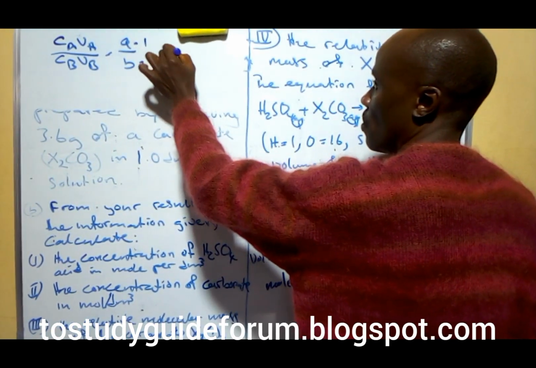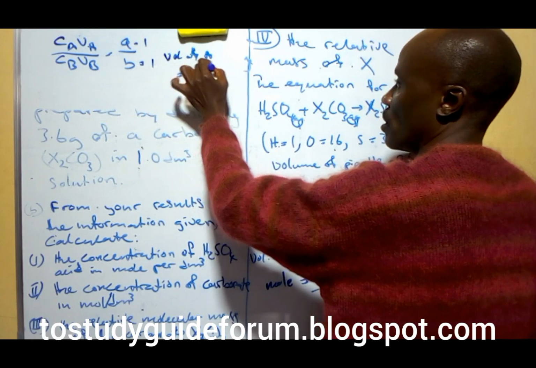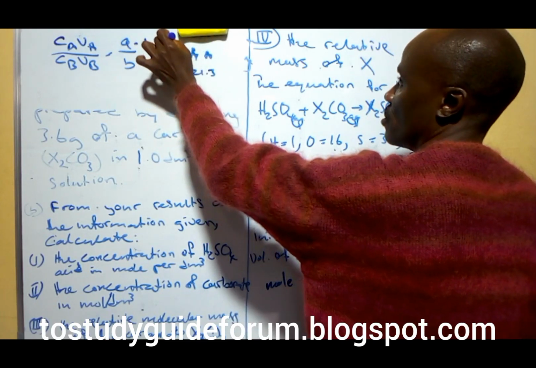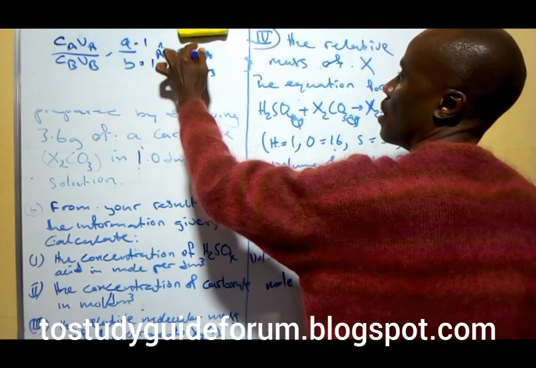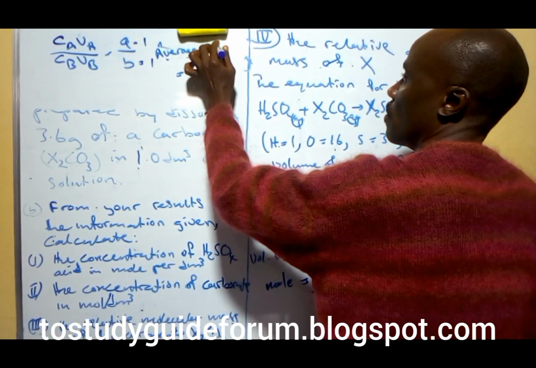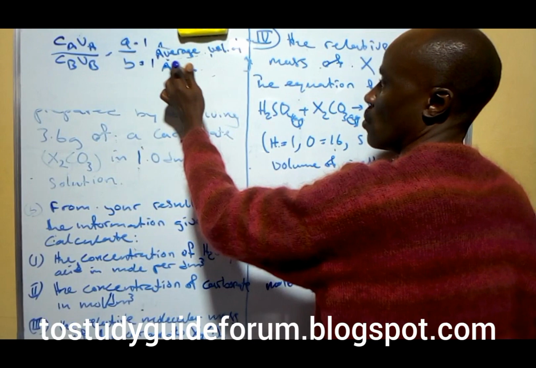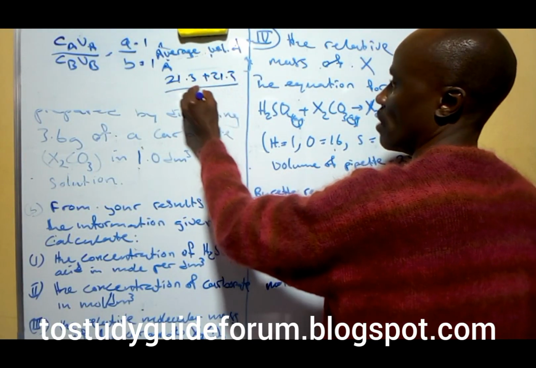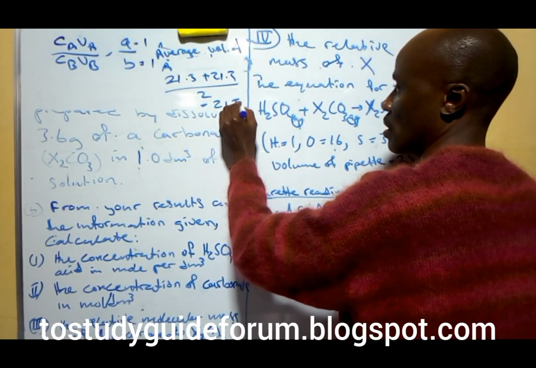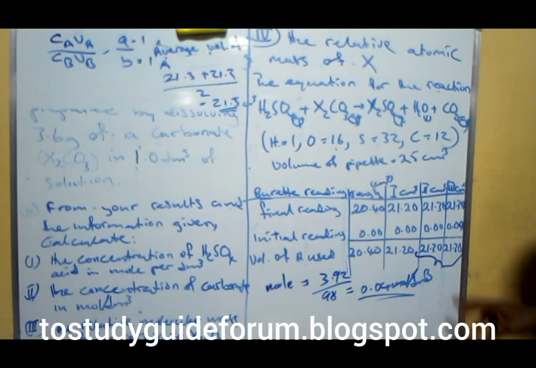Then the average volume of A will be 21.3 plus 21.3 all over 2. That will give us 21.3 cm cube altogether. So that is what we have here by using this table that we're looking at.